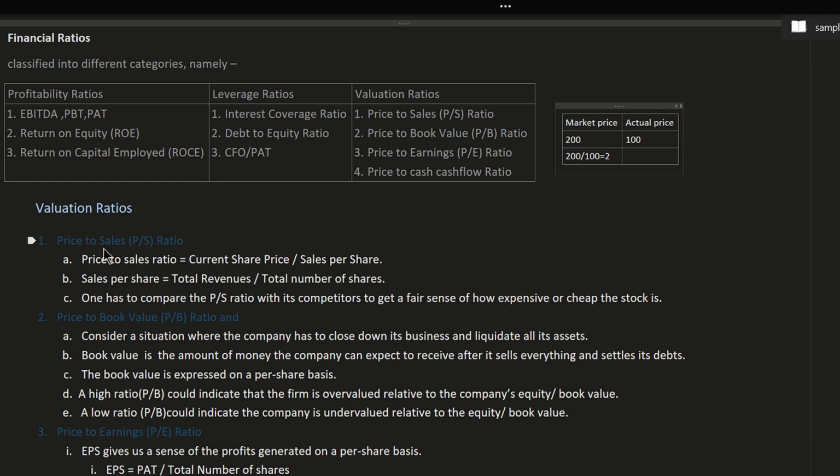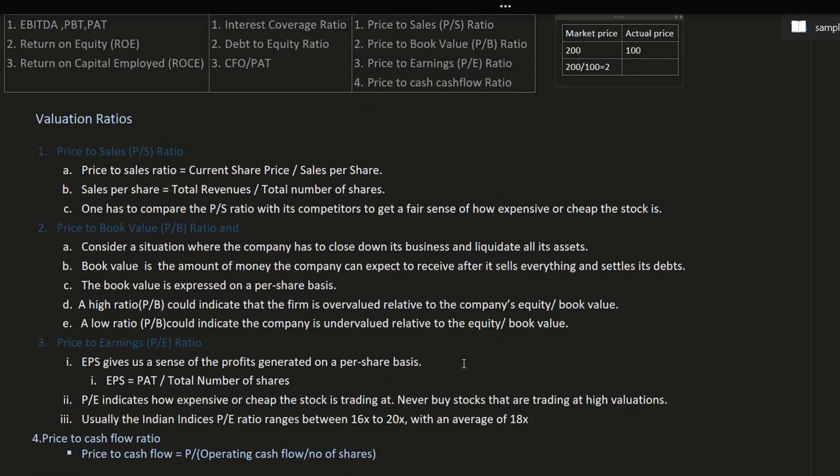So here, if the price to sales ratio, PS ratio, is less than 1, that is undervalued, more than 1, overvalued. Same like that, P by B also. If it is less than 1, undervalued. If it is more than 1, overvalued. So we need to buy the shares which are undervalued, or if it is equal to 1 also we can buy. Okay, so like that you can decide. So what are the other two ratios? Price to earning ratio, PE ratio, and price to cash flow ratio. First, I'm going to tell you price to earning ratio.